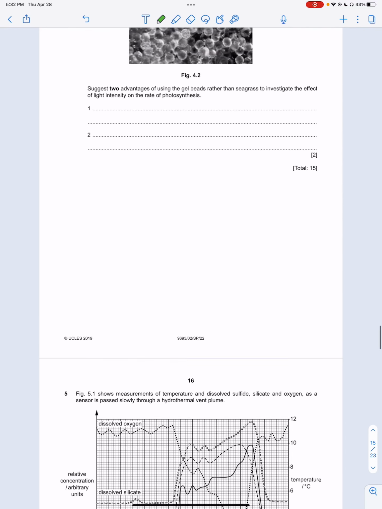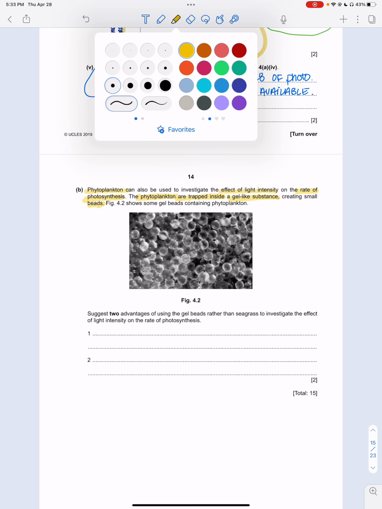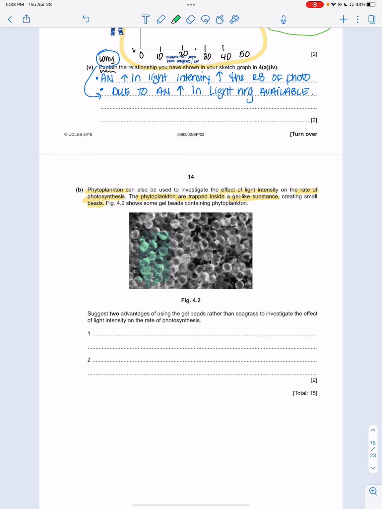Okay, I'll do this one and then I'm gonna go pick up olives. So phytoplankton, leaf-like plankton floaters, can be used to investigate the effect of light intensity on the rate of photosynthesis. Phytoplankton are trapped inside gel-like substances, creating small beads. So they're inside of there. Some of those gel beads will contain phytoplankton.